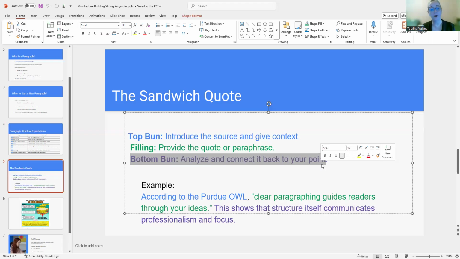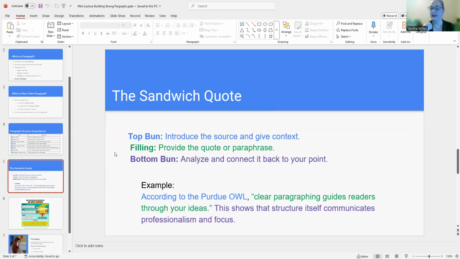But your reader, again, because what we're doing is making things easier for our reader, has not put in all of that research. So after you provide that fancy quote that uses a lot of academic jargon, you're going to analyze that quote by stating it in your own words. You're still going to stay academic, but you're going to make it more relatable to your readers. And part of that bottom bun is also then connecting that quote back to your thesis statement.